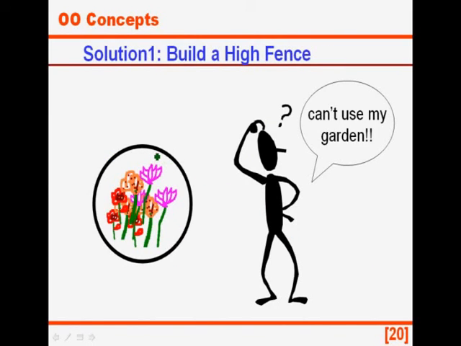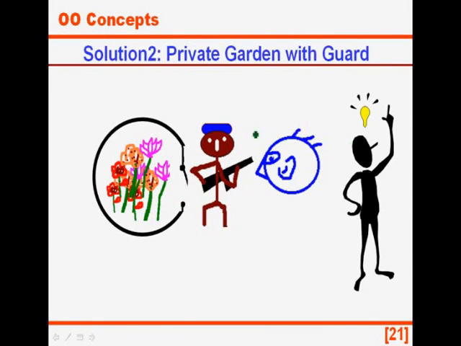Suppose I build a very high fence around my garden, and enclose the complete garden. My flowers are safe, but I have a new problem. I can't use my own garden. Let's go to the next solution.